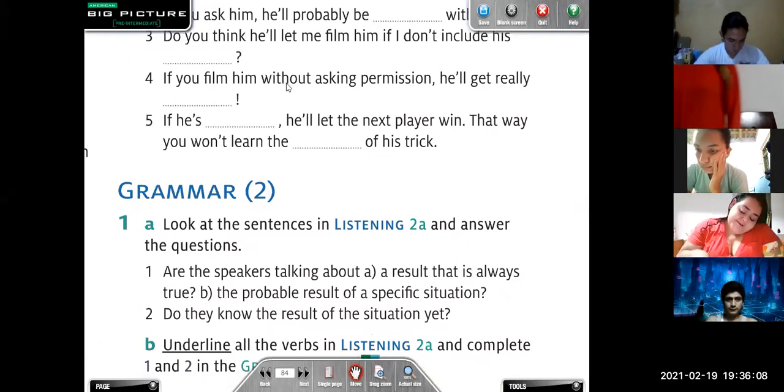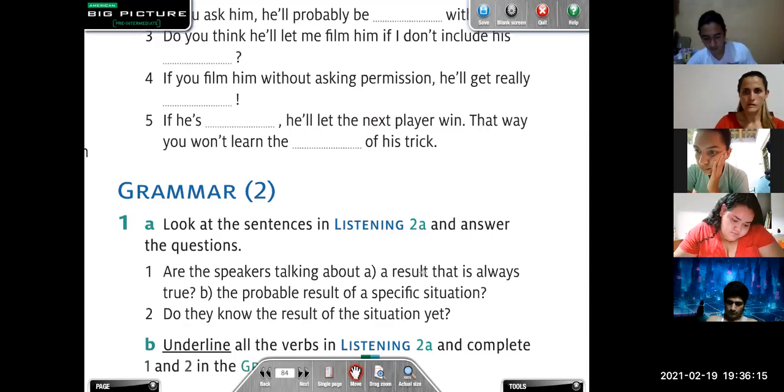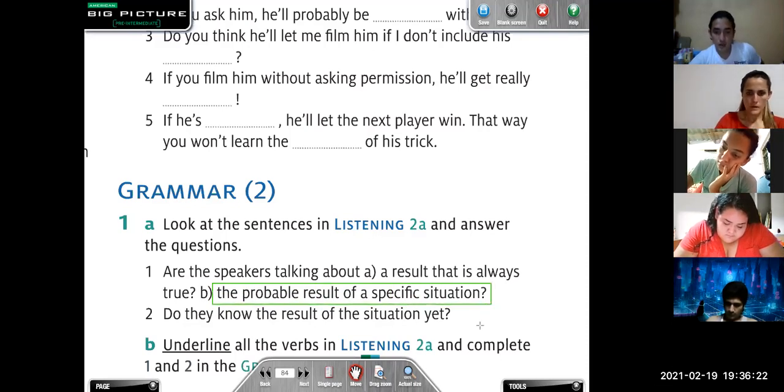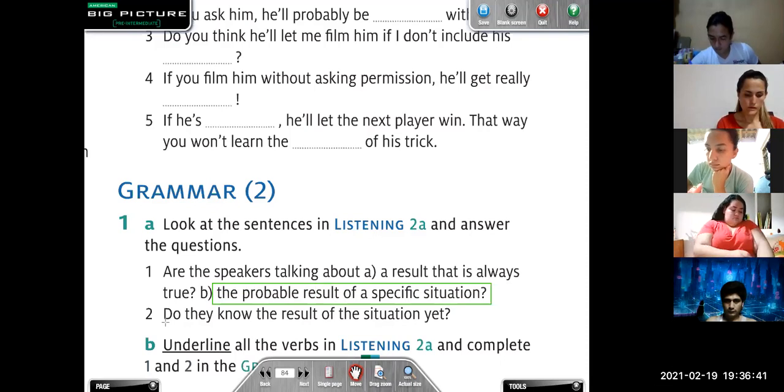What is the speaker talking about? A result that is always true or a probable result of a specific situation? Option B, a probable result, right? A possible result of a specific situation. Very good. So number 2, do they know the result of the situation yet? No, they don't know the result, right? It's possible that we have this result, but we don't know.